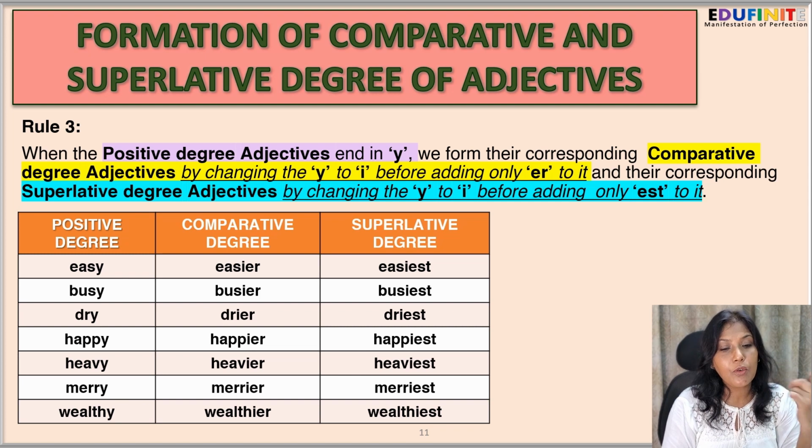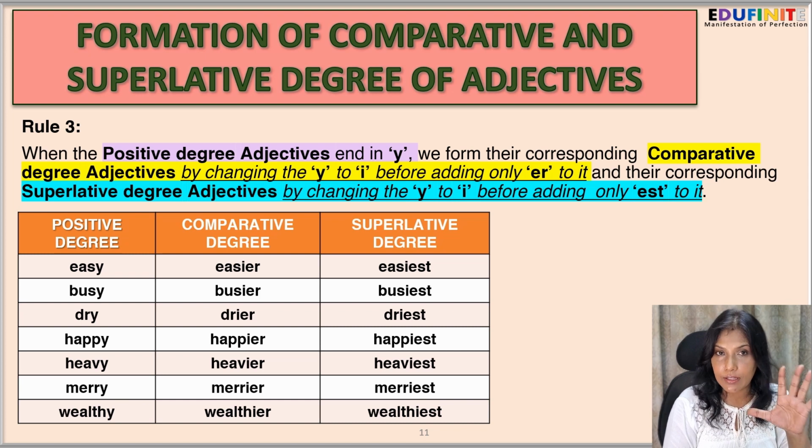Similarly, busy: remove Y, add I, add ER to make it comparative, busier. And in superlative, remove the Y, add I, and then add EST to make it busiest. So similarly, dry becomes drier, I-E-R, driest, I-E-S-T. Happy becomes happier, and then superlative happiest. Heavy, heavier, heaviest. Merry, merrier, merriest. Wealthy, wealthier, wealthiest.